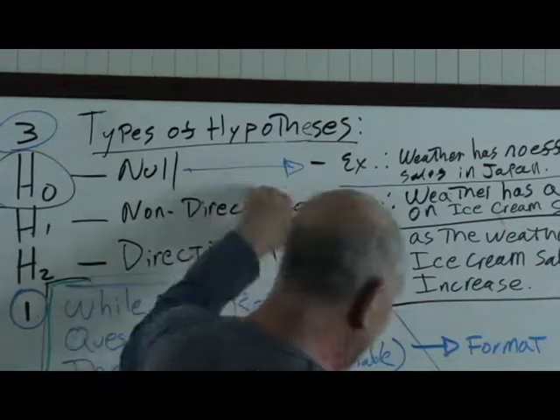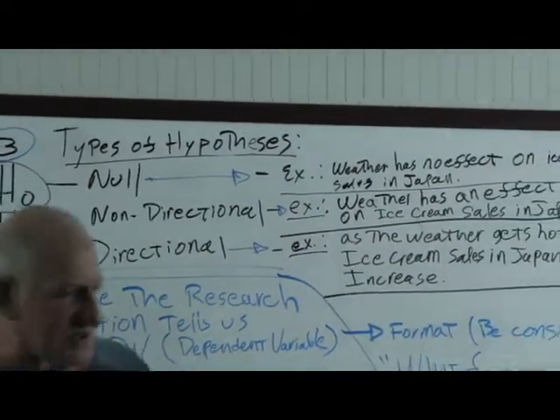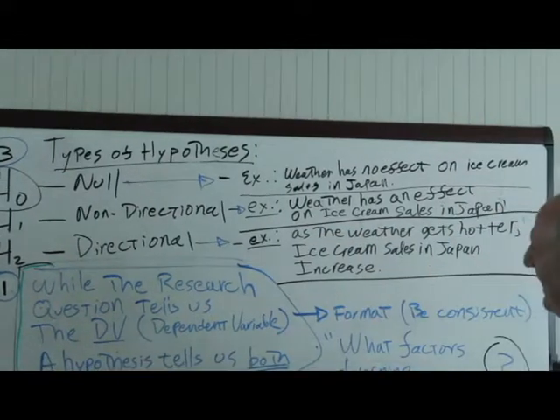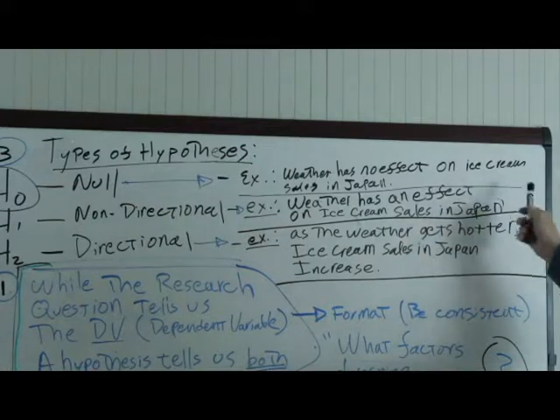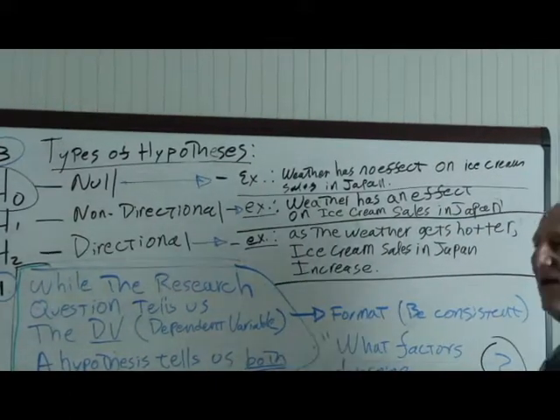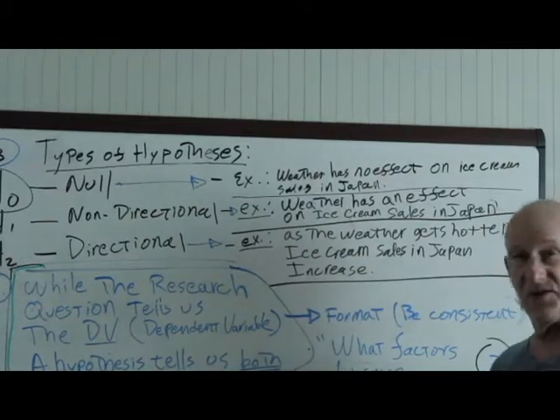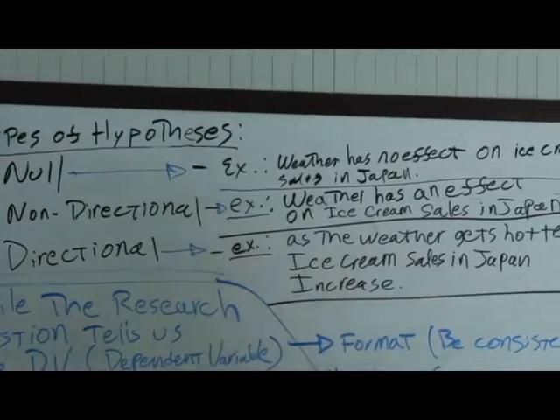The null hypothesis simply states that nothing is going on. It's just not happening. An example of that would be: weather has no effect on ice cream sales in Japan. In other words, that's the null hypothesis. Our goal is always to disprove the null hypothesis in regression.